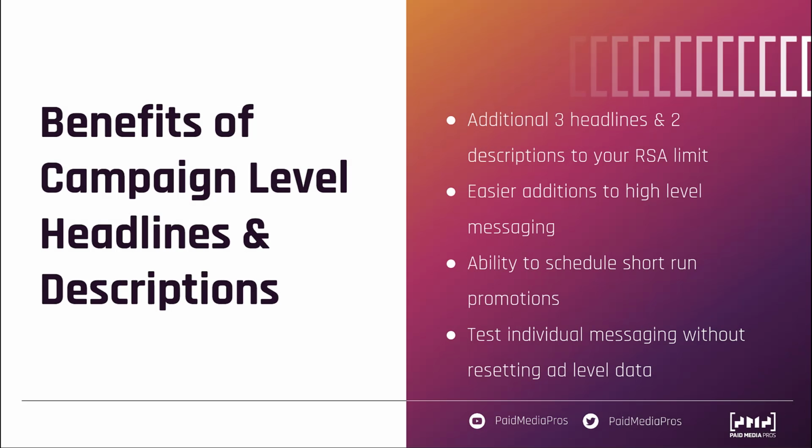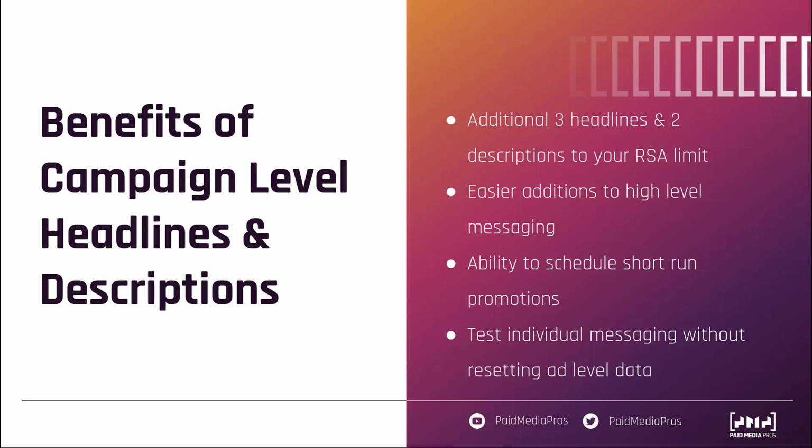These tools are pretty easy to use and don't require lots of advanced level strategies in my mind, but there are some really big benefits to how you can leverage these. Just having the additional 3 headlines and 2 descriptions for your RSAs is really great if you find that you're constantly running out of messaging that you want to test and can't get it added into your existing RSAs. That also jumps me down to the bottom benefit that we have on here is that you can test your messaging without having to reset the ad level data or blur the lines between when one ad variant was active with some messaging and when a different one was active with different messaging.